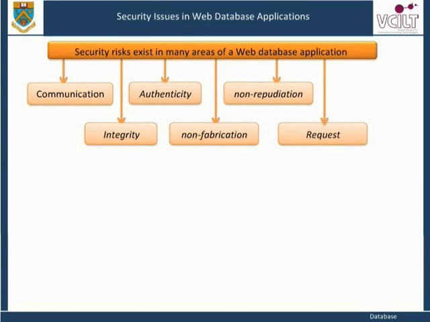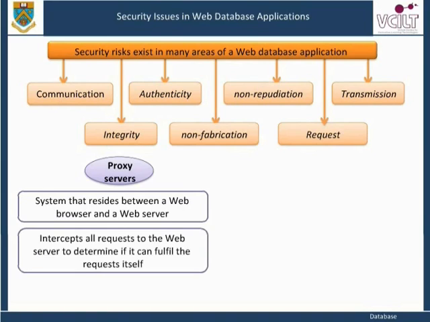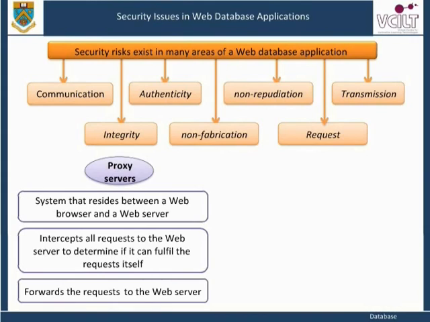The request from the client should not ask the server to perform illegal or unauthorized actions. The data transmitted to the client machine from the server must not be allowed to contain executables that will perform malicious actions. Proxy servers. A proxy server is a system that resides between a web browser and a web server. It intercepts all requests to the web server to determine if it can fulfill the requests itself. If not, it forwards the request to the web server.